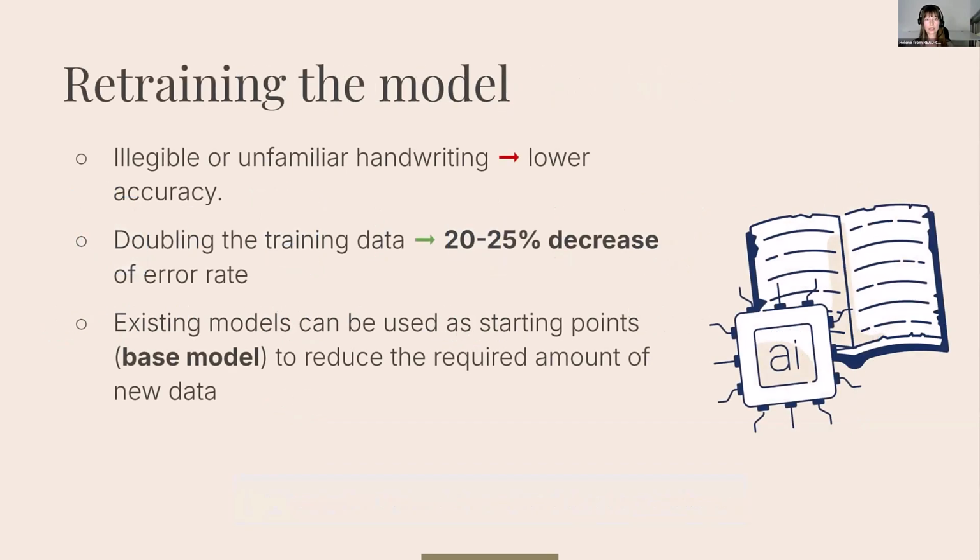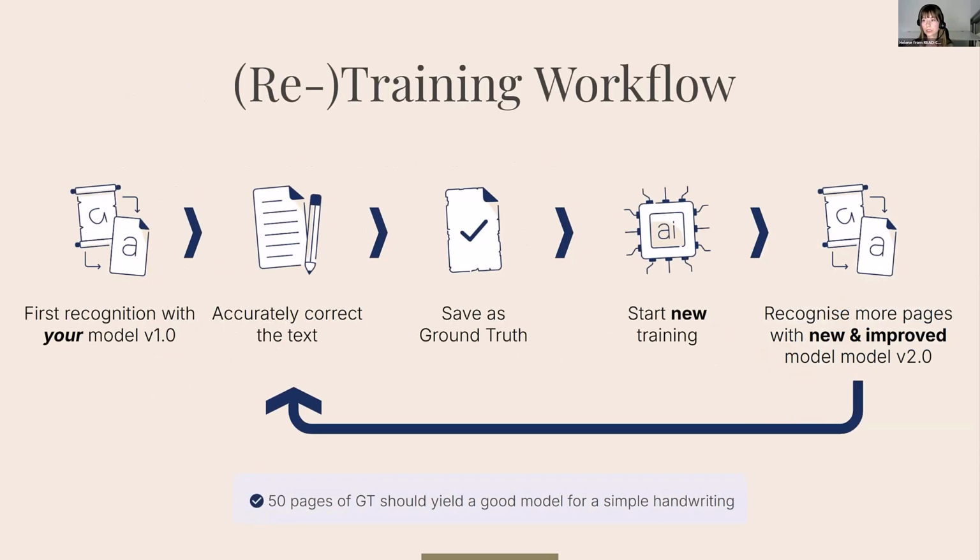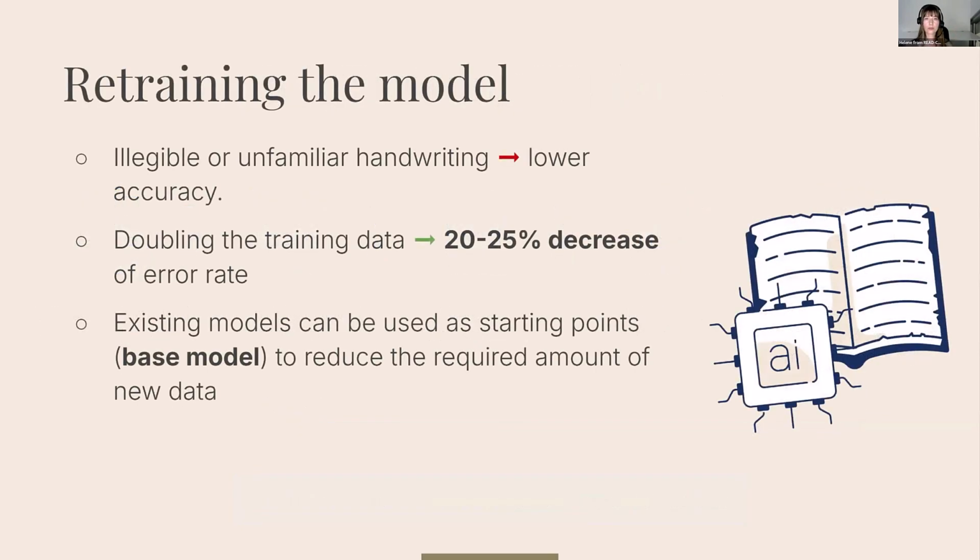So again, if you have illegible or unfamiliar handwriting, of course, you have a lower accuracy. When you retrain a model, already doubling the training data can bring around a 20 to 25% decrease of the error rate. So let's say you start with 20 pages of ground truth for your first model, and you add another 20 pages for your second model, the CER can already decrease by 20 to 25%.